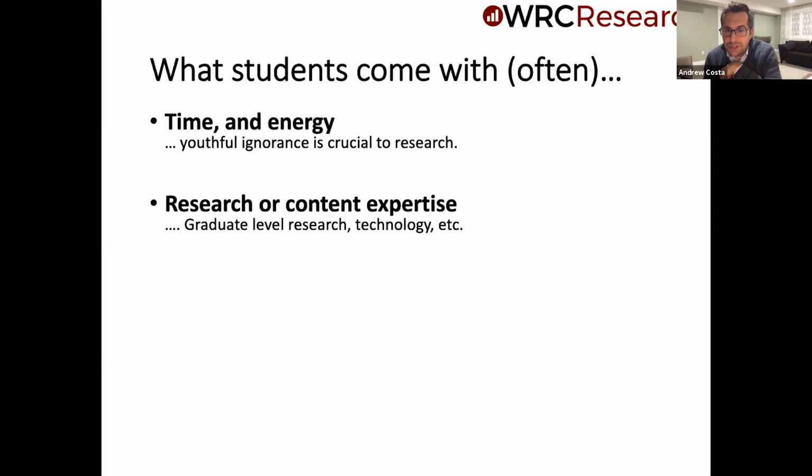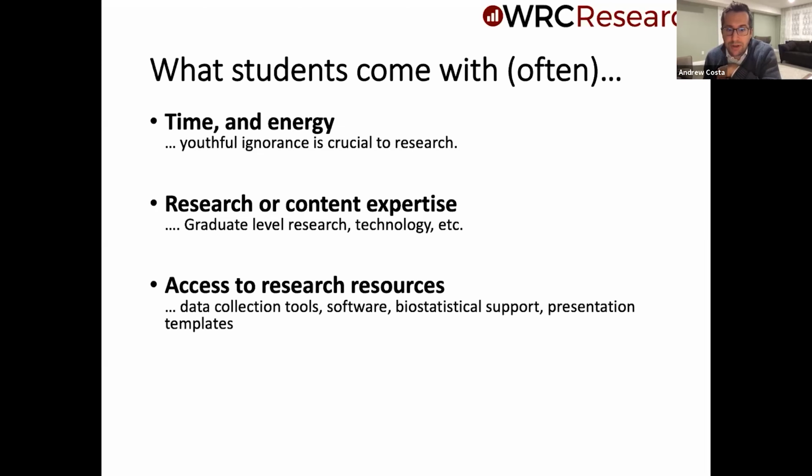They may come with research and content expertise. Either works. If you're working with medical students or you're working with a graduate student, oftentimes they'll come with graduate level research. Some of them will. They'll come with technology experience. They might come with skills and interests that may surprise you that would be very, very instructive towards a project, including a student who's extremely good at coding and software development. They might be able to design a very good, very high-end data collection tool for the project. And that might be what they bring.